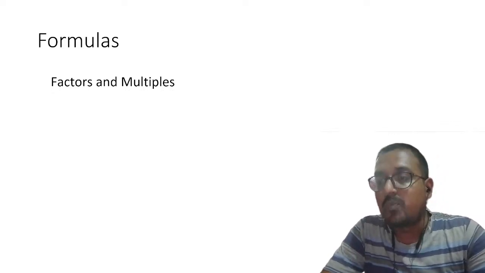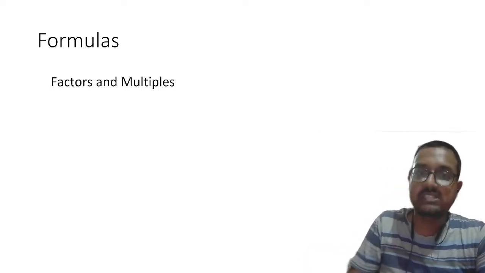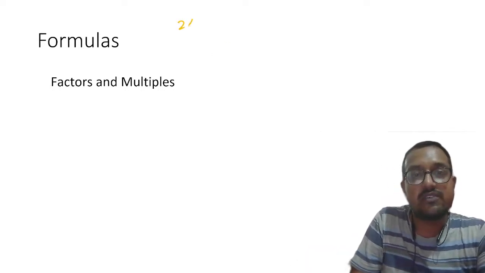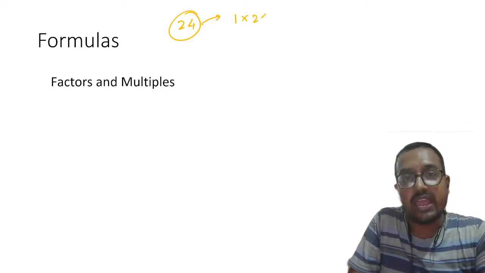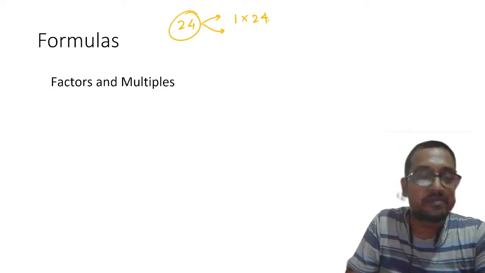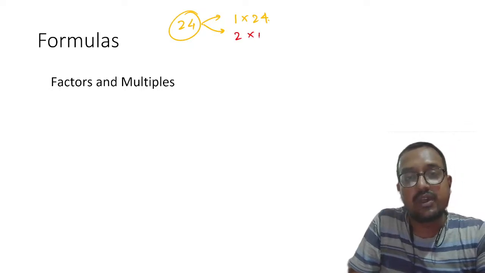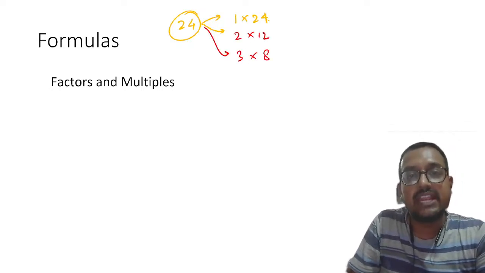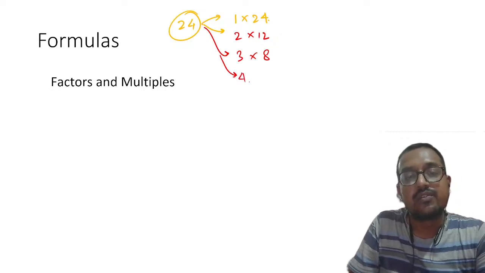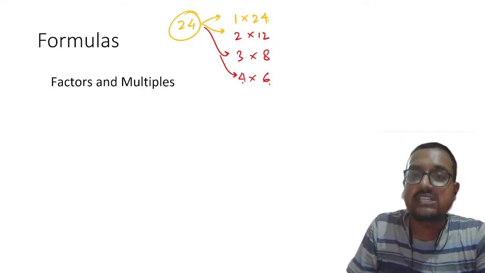Now let us go towards this formula. My dear students, I hope all of you know what factors and multiples are. For example, if I say 24, to get 24, I have to multiply 1 into 24. Then 2 into 12. Then 3 into how much? 3 8s are 24. 4 into how much? 4 6s are 24. Now I know that 4 and 6 are quite near.